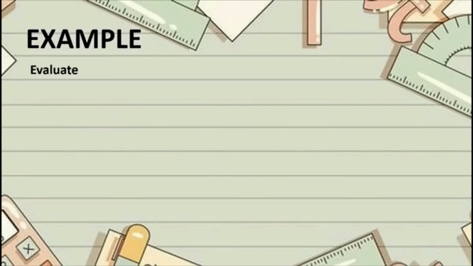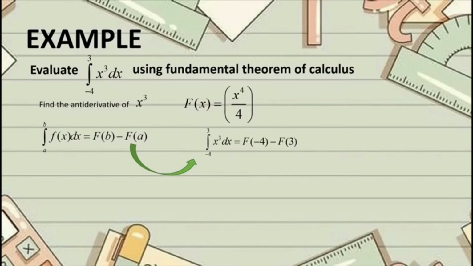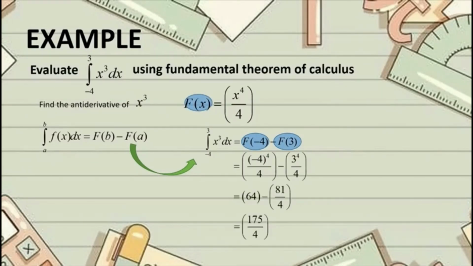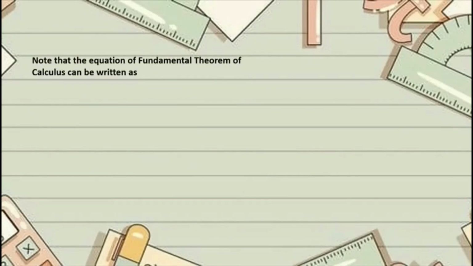For example, evaluate the integral from -4 to 3 of x to the power of 3 dx using the fundamental theorem of calculus. First, we need to find the antiderivative of x to the power of 3. We get it as x to the power of 4 over 4. Next, we need to substitute the limit into the antiderivative term. We get the answer 175/4. Note that the equation of the fundamental theorem of calculus can be written as instead of this equation.